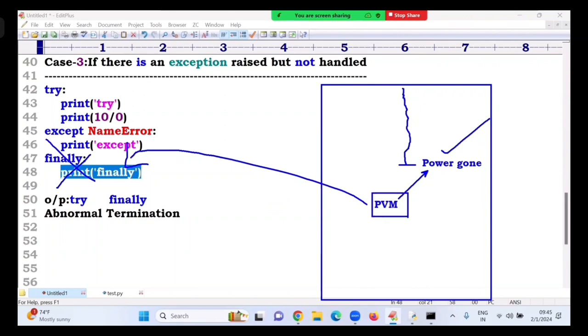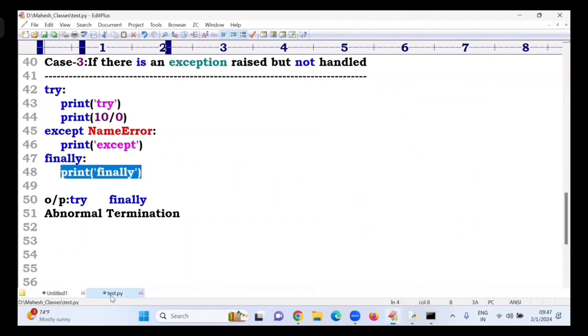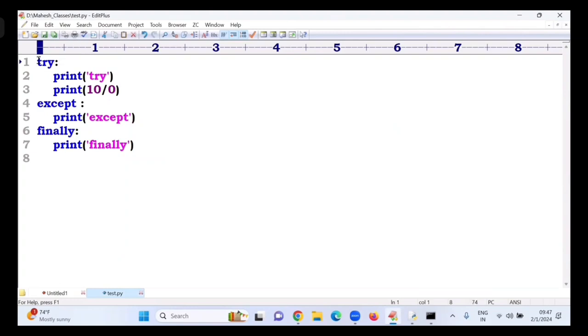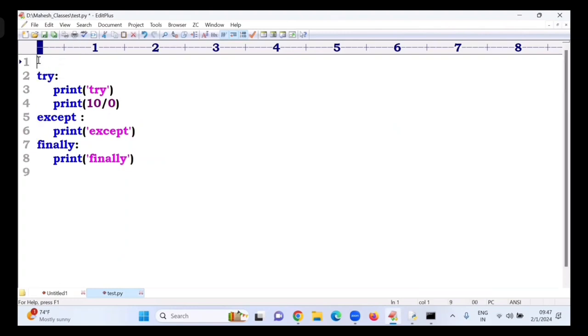Whenever I shut down, who is responsible to execute the program? PVM. Intentionally I can shut down this PVM. Then no one can execute it. In that case only, the finally block is not executed. So how to shut down? There is one module, the os module. Import os: operating system level functions, everything is available in this.